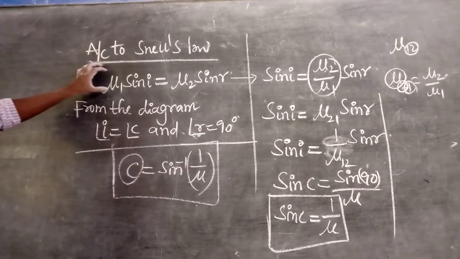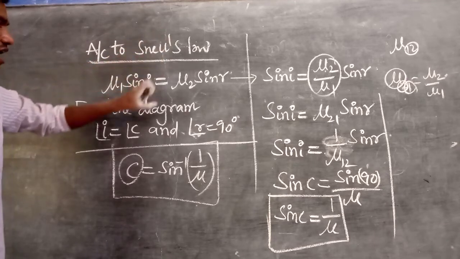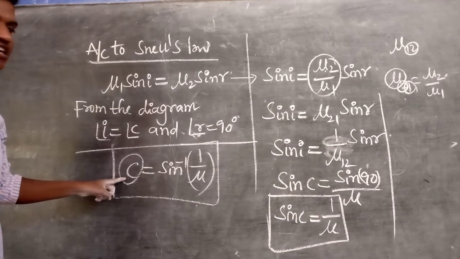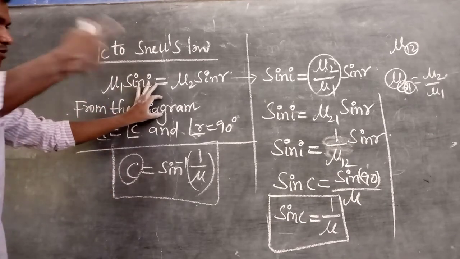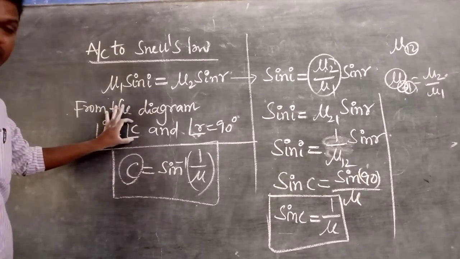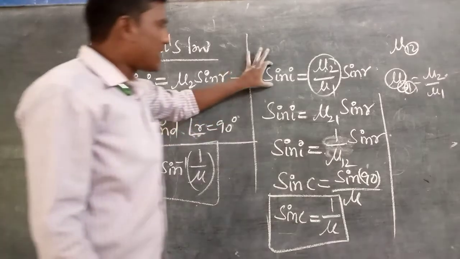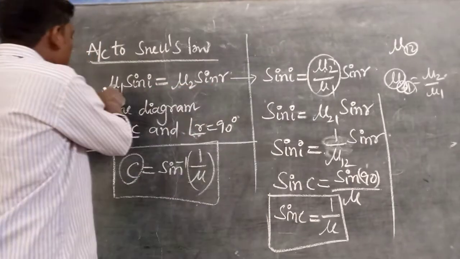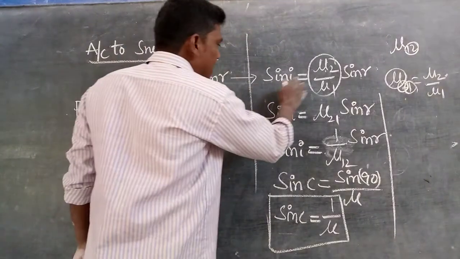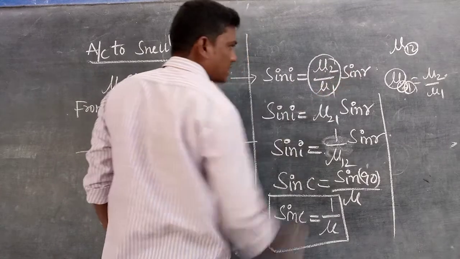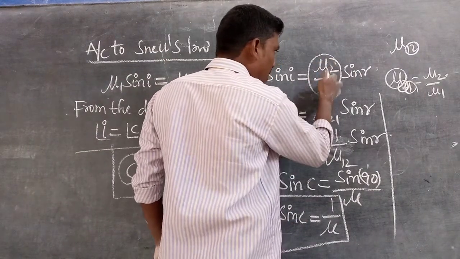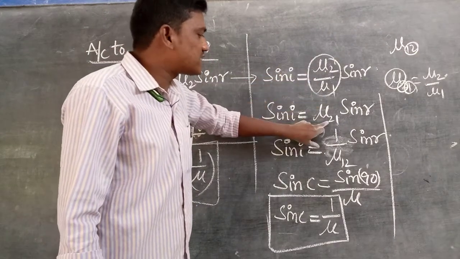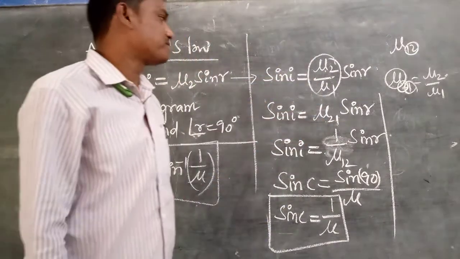According to Snell's law of refraction, we can derive the formula to find the critical angle. From the diagram, we already know that angle I is equal to angle C and angle R is 90. Here mu1 sin I is equal to mu2 sin R. Mu1 transferred to the right hand side, sin I is equal to mu2 upon mu1 into sin R. Mu2 upon mu1 we can write as mu of 1 2, the refractive index of the second medium with respect to the first medium.